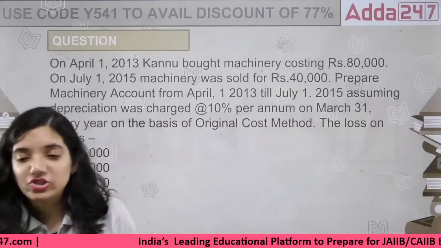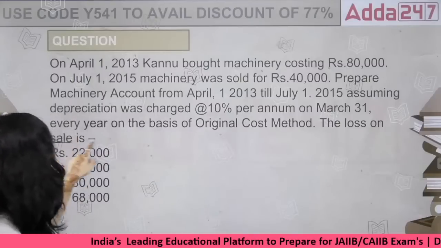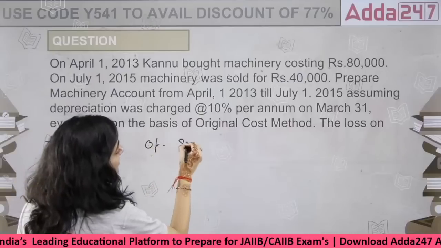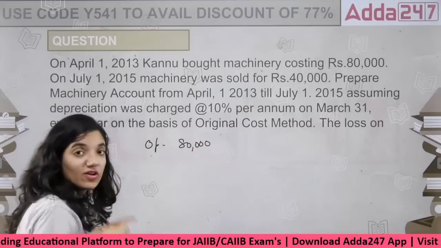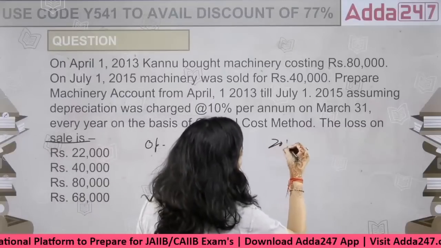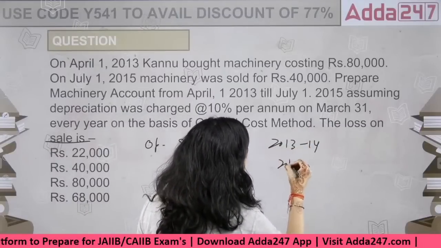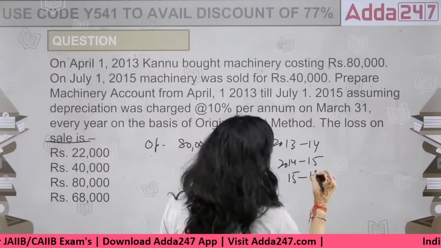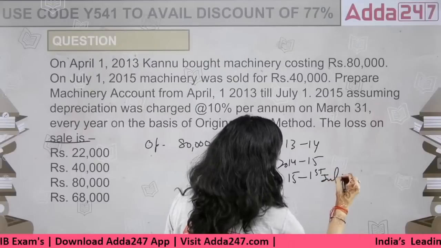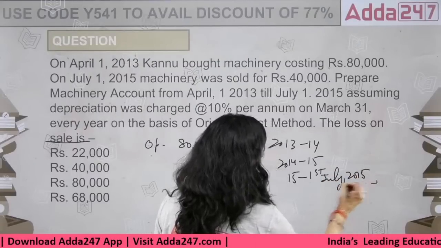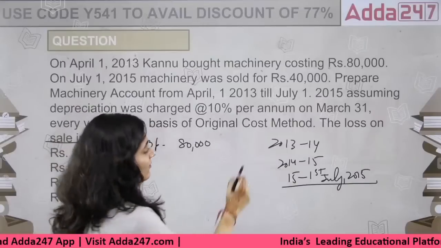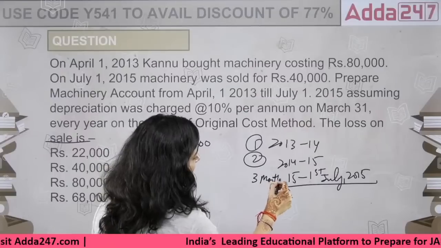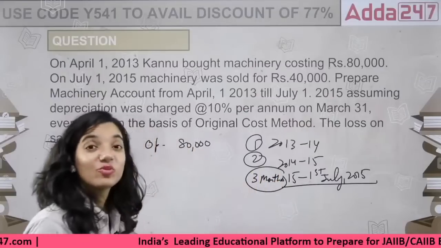Same question. The question says, what is the loss on sale? We are selling the machinery. Let's note it down. The opening value of this machinery was 80,000. Used for 3 years. That means from 2013 to 14, 2014 to 15, and 15 till 1st of July. So what are we going to do here? 1 full year, 2 full years, and 3 months here, right?